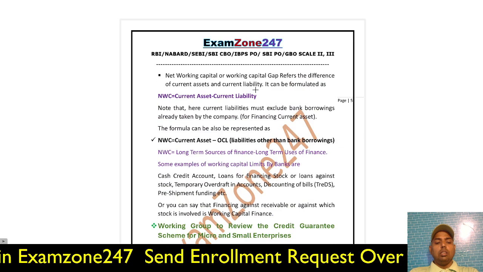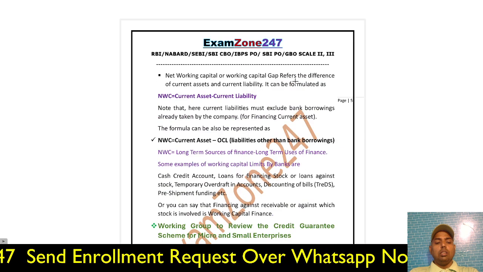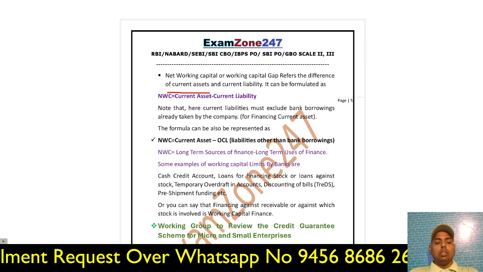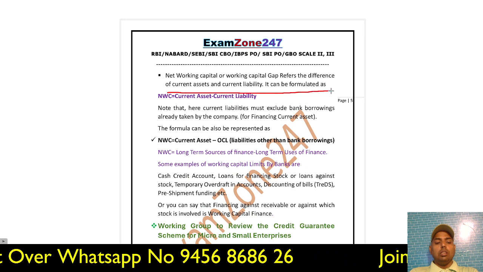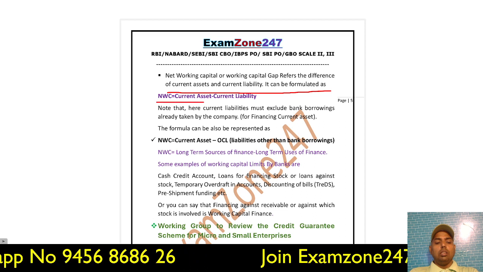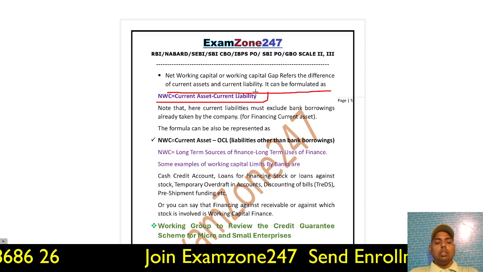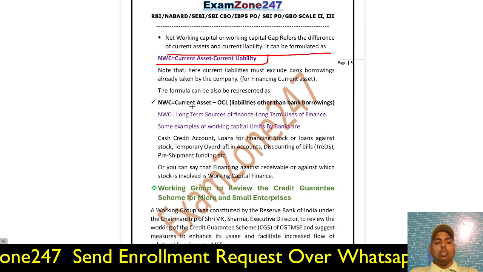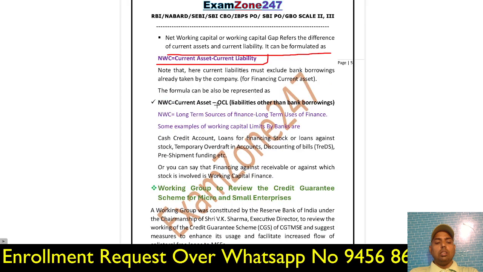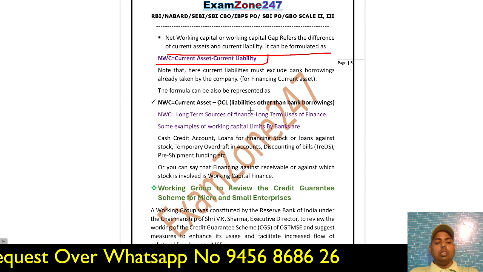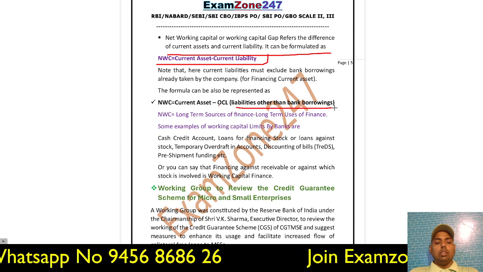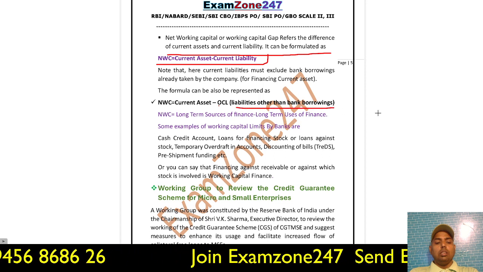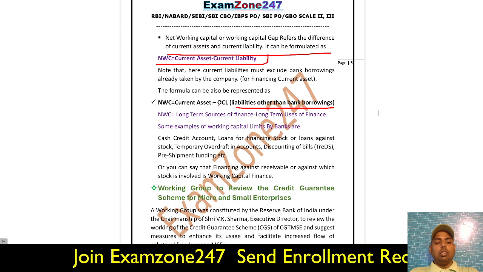Now, net working capital or working capital gap refers to the difference of current assets and current liabilities. It can be formulated as net working capital is current assets minus current liabilities. In this current liability, we always exclude the bank borrowings because we are calculating the bank borrowings.